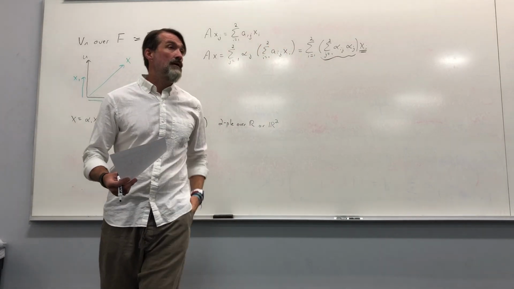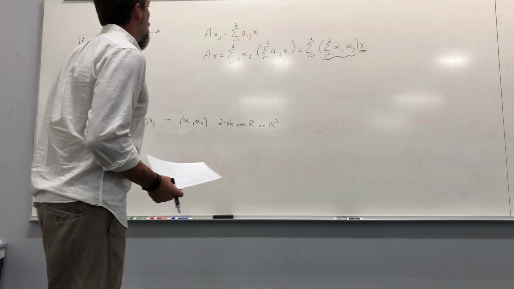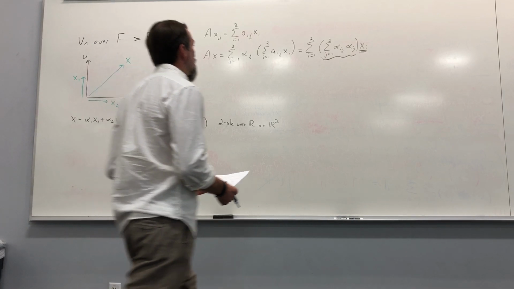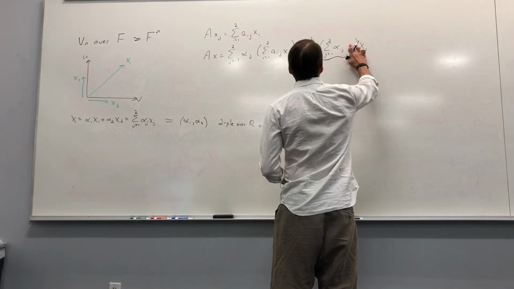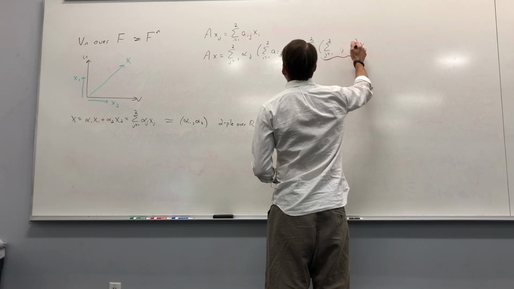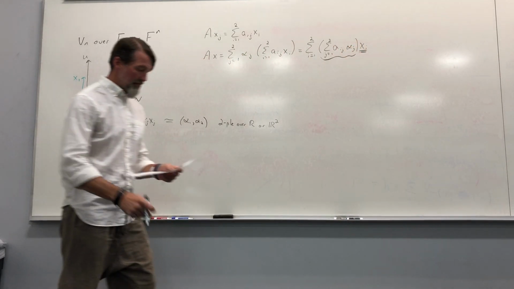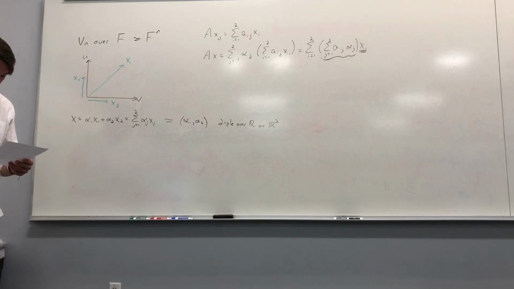Go ahead. Is there a reason that a sub ij turned to an alpha? Yeah, no, it shouldn't be. It should be A. Yeah, this should be an A, and this should be the alpha. Thank you, sorry about that. Alpha and A look awfully similar.